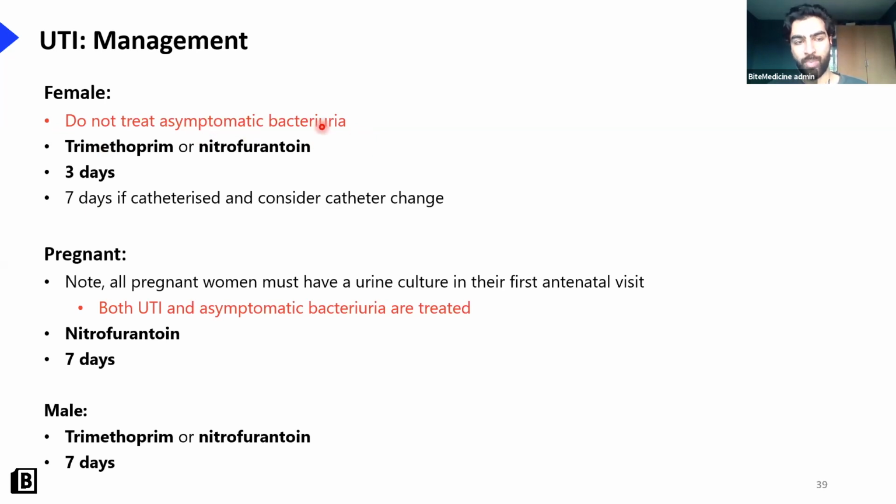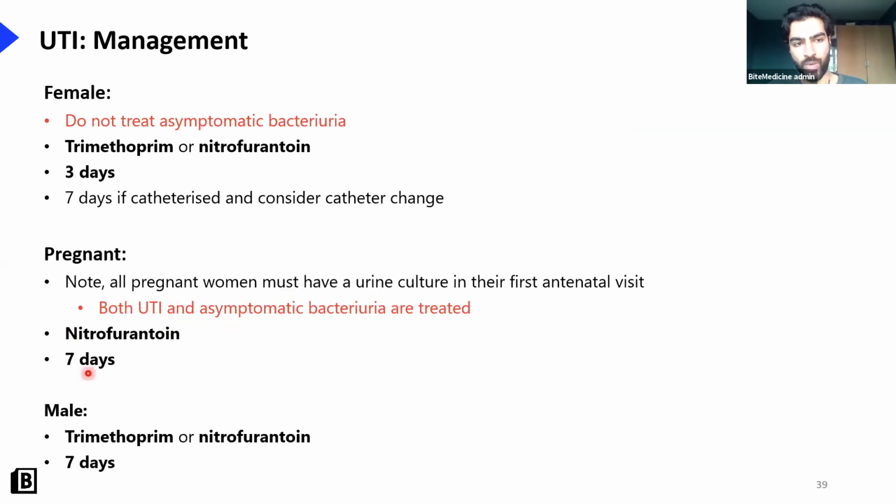However, in pregnant women, you do treat that. So in pregnant women, you treat UTIs and you treat asymptomatic bacteria with antibiotics. And interestingly, all pregnant women must have a urine culture in their first antenatal visit. The reason you treat the asymptomatic bacteria in pregnant women is because there's a risk that the bacteria in the urine can ascend into the kidneys and cause pyelonephritis. And obviously, if the woman is pregnant, that's not good.